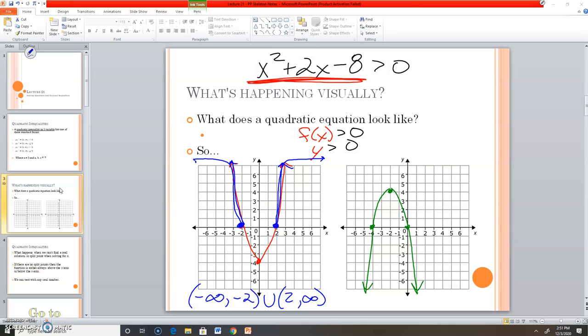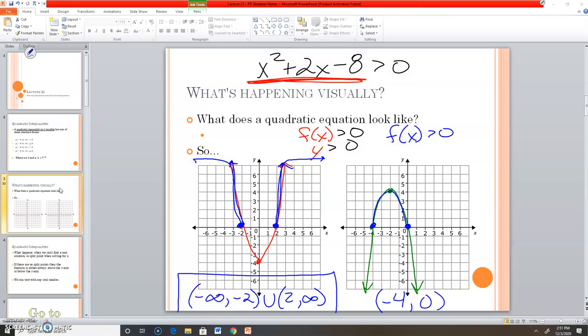Okay? So one of your answers that you're going to get with dealing with the quadratic is going to be an unbounded interval, meaning it's going off in both directions. If we look at our green function, and we ask, hey, when is f of x greater than 0? Well, this section right here would be the part where it was greater than 0, right? So this is going to end up giving us a bounded interval. We would say from negative 4 to 0.